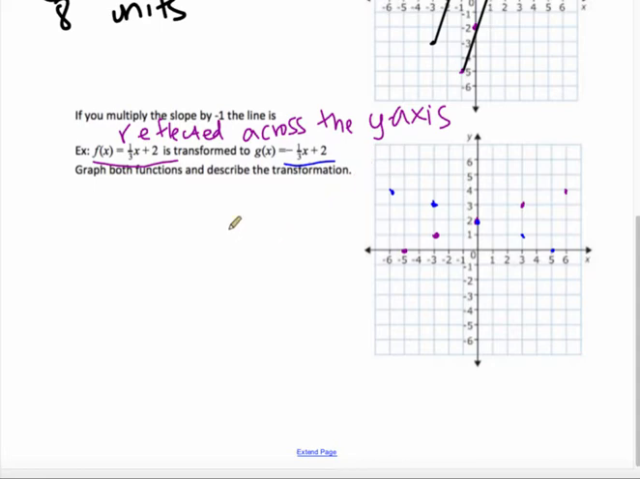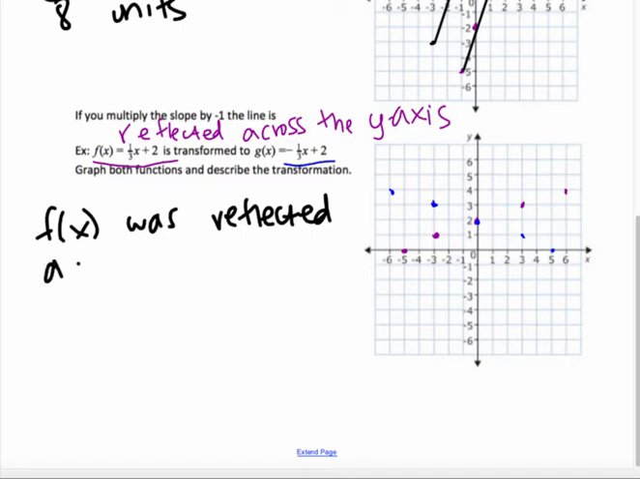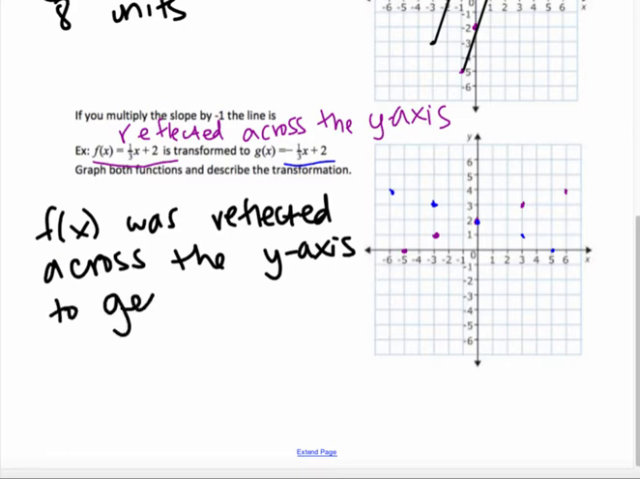So this is a reflection across the y-axis. I'm going to say f of x was reflected across the y-axis to get g of x. So from f of x, it was reflected to get g of x.